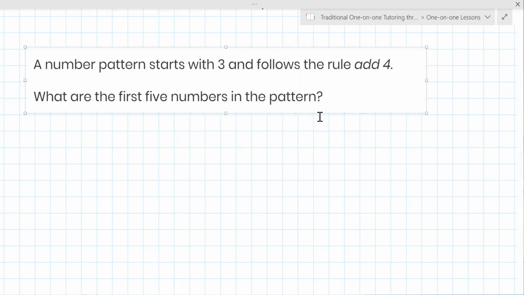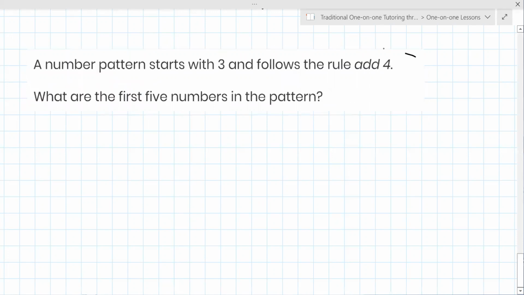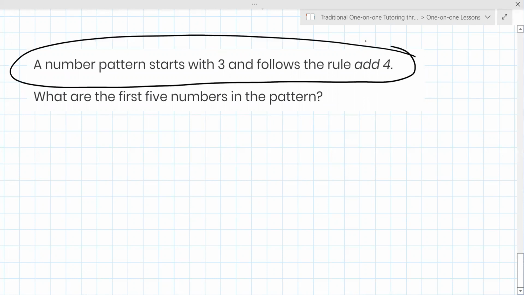So Michael, what number does the pattern start with? A circle. Don't guess. It's right in here. I promise you. I always give you enough information to be able to answer the question. Read this part out loud for me, please. A number pattern starts with 3 and follows the rule add 4. Right. So if this were multiple choice, there's two possibilities. It either starts with 3 or it starts with 4. Which one does it say that it starts with?